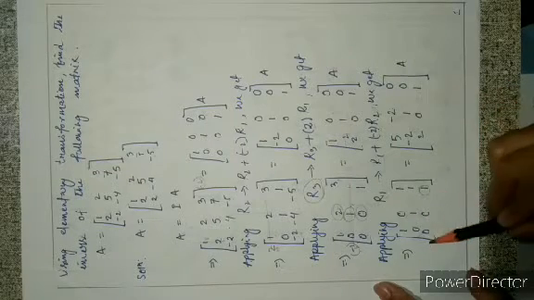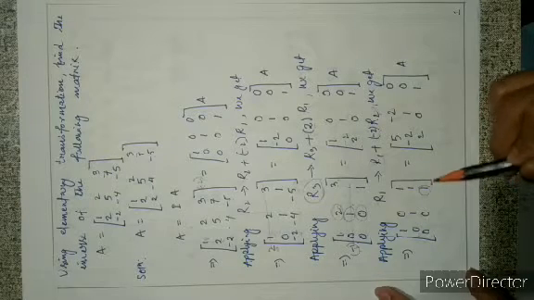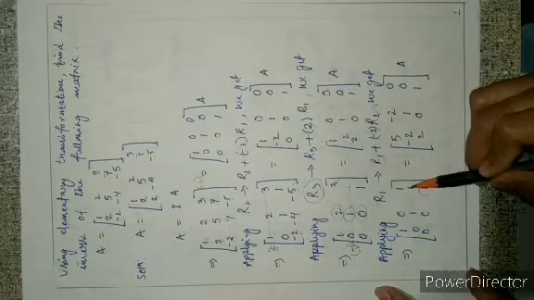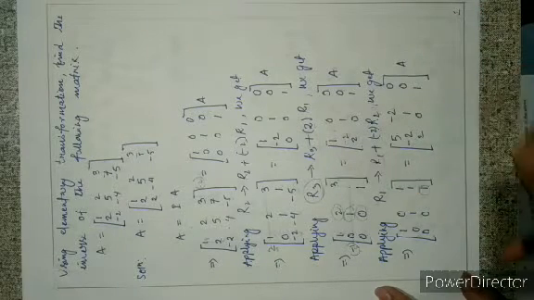Then check the elements of the third row. Elements of the third row are 0, 0, 1. Here the diagonal element A33 is equal to 0. By using this element 1, make the corresponding element 1 equal to 0.